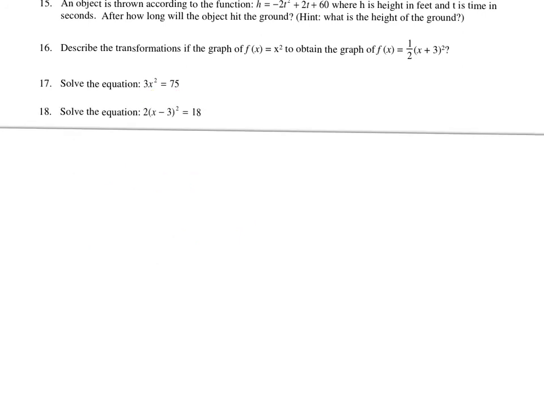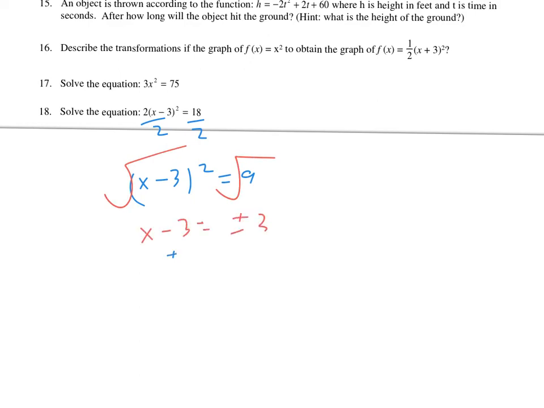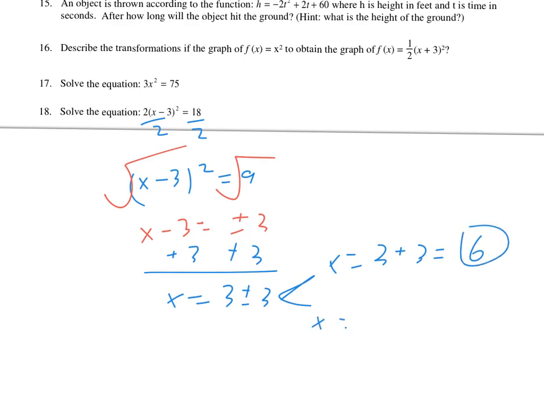Number 18, I would need to divide this 2 over to the other side first. So I get x minus 3 squared equals 9. Then I'm going to square root both sides. So I get x minus 3 equals plus or minus 3. And then I'm going to add the 3 over. So I get x equals 3 plus or minus 3. Now I need to actually do this addition here. So I'm going to do 3 plus 3, which is 6. And then also 3 minus 3, which is 0.